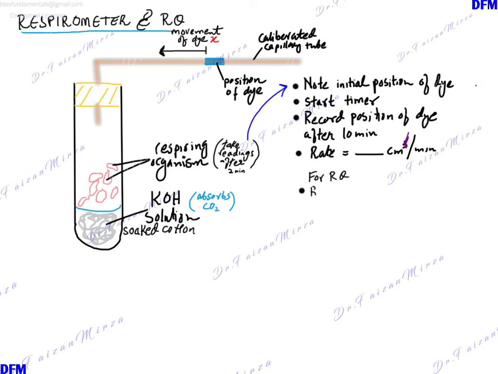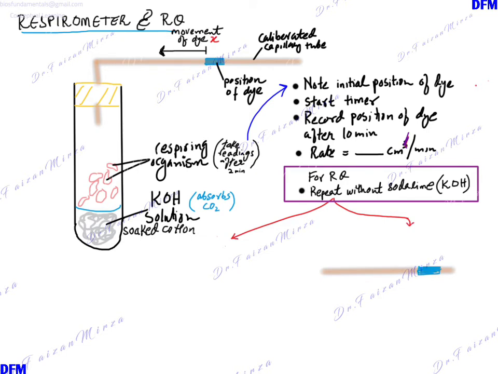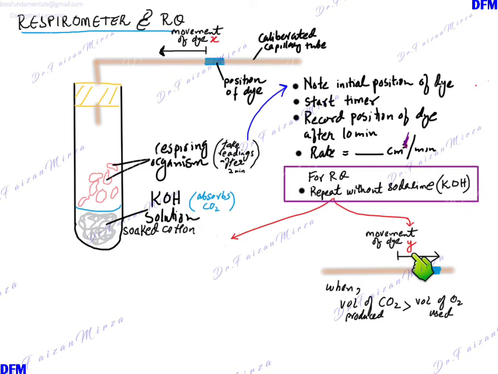For calculating RQ values, we can repeat the experiment without soda lime. Soda lime is potassium hydroxide. If I repeat the experiment without soda lime, so if the carbon dioxide absorbent is not there, I might see the movement of the dye away from the apparatus, in direction Y, although it was in direction X when the carbon dioxide absorbent was being used. If it is moving in direction Y when potassium hydroxide is not being used, it means the volume of carbon dioxide being produced is greater than the volume of oxygen being used. That's why more carbon dioxide keeps on pushing the dye away from the apparatus.